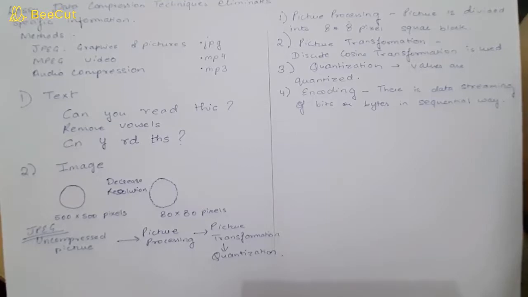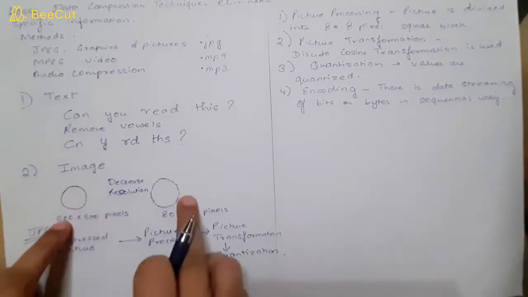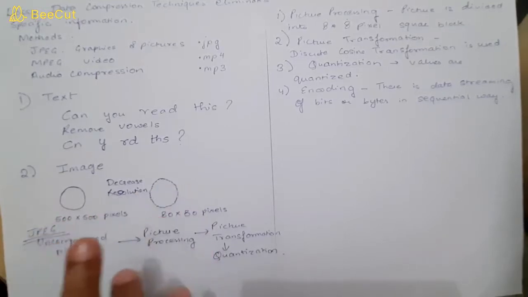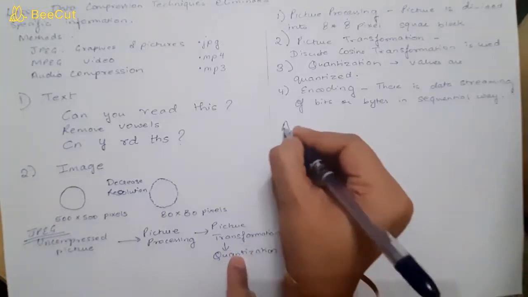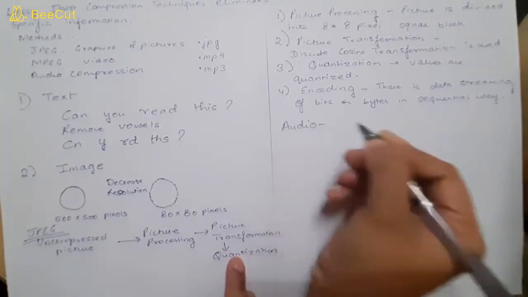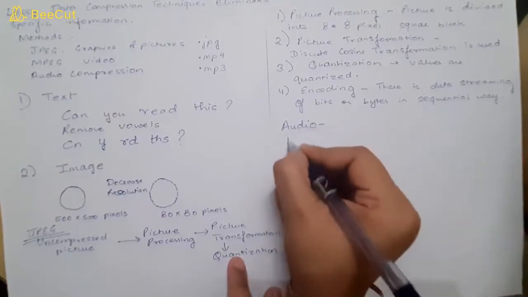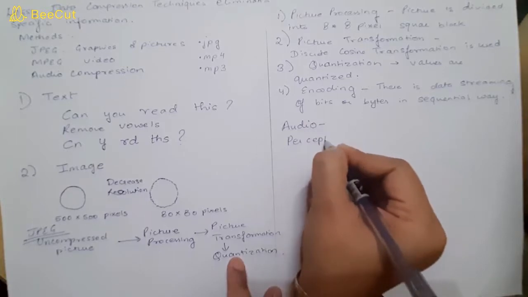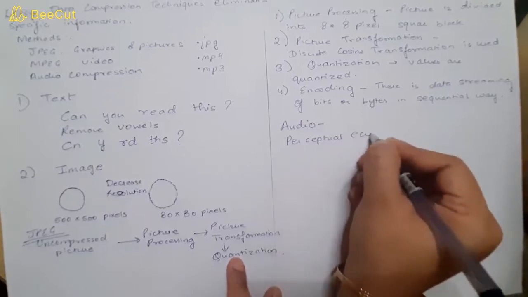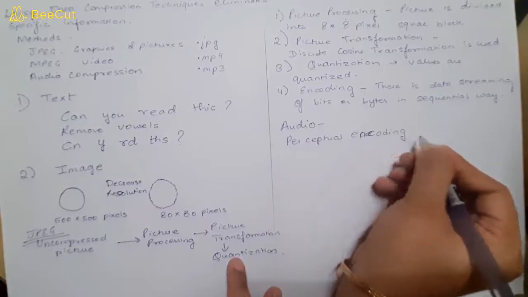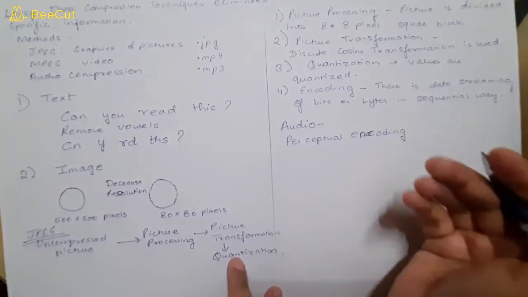So you can use anything, like in this case I gave the example of resolution, so you can reduce the resolution in order to reduce the size. Fine. So this is the case of image. The next case is if you want to reduce audio. For audio also we have so many methods. One of the methods we use is perceptual encoding, in which we compress the audio.